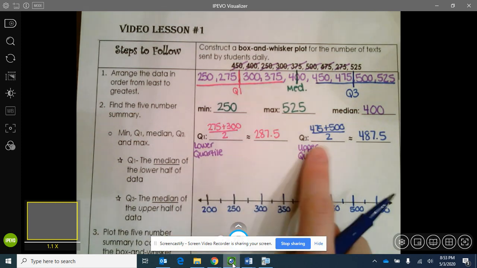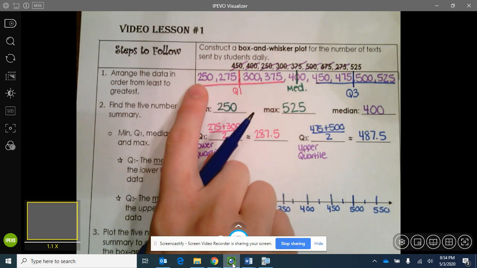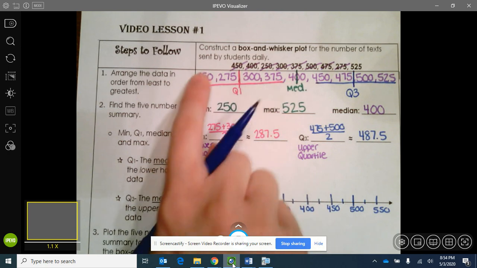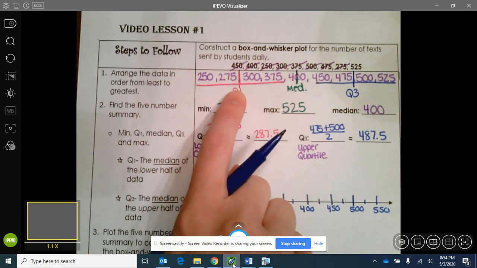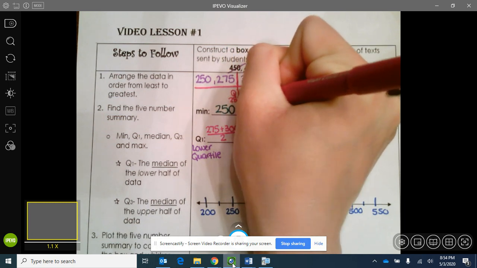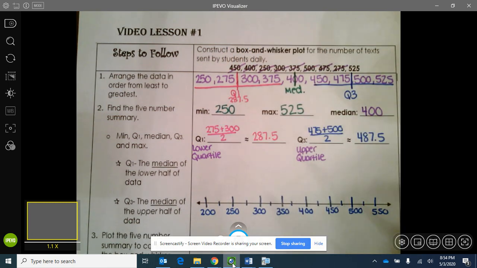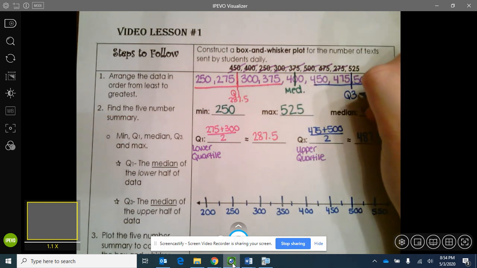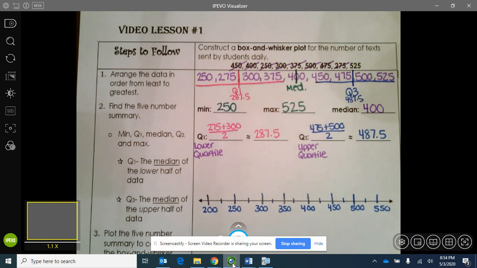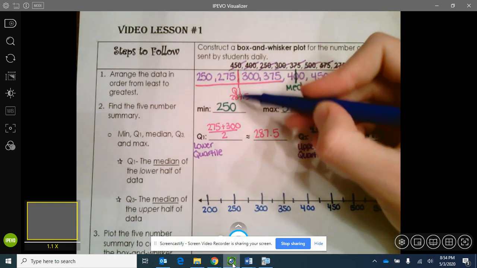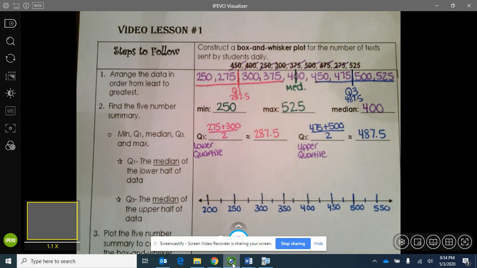So once again, I just want to repeat and reinforce this. To find Q1 and Q3, for Q1, you're finding the median of the lower half of the data. So I found the median of these 4 data values, which happened to be right here between 275 and 300. So it was 287.5. To find my Q3 or my upper quartile, I found the median of these 4 data values, which was right here at 487.5. So you're really finding the median 3 times. You're finding the median of the entire data set, the median of the lower half of the data, and the median of the upper half of the data.